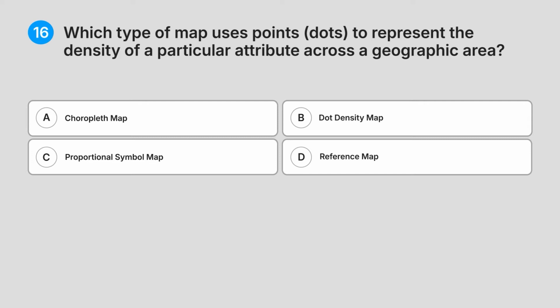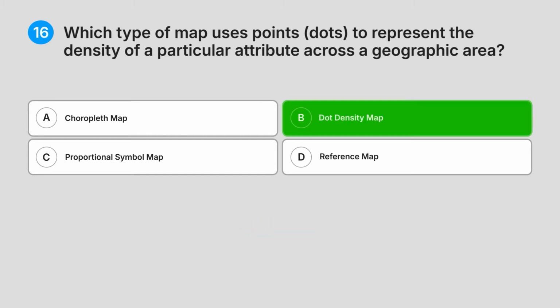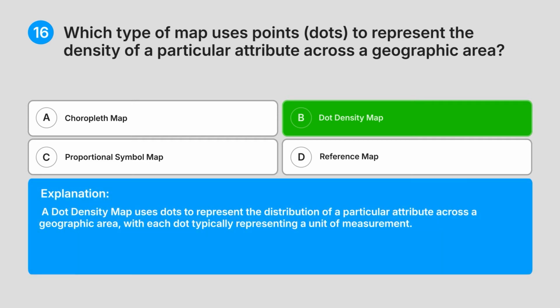16. Which type of map uses points, dots, to represent the density of a particular attribute across a geographic area? A. Choropleth map. B. Dot density map. C. Proportional symbol map. D. Reference map. What do you think is the answer? Correct answer. B. Dot density map. Explanation. A dot density map uses dots to represent the distribution of a particular attribute across a geographic area, with each dot typically representing a unit of measurement.